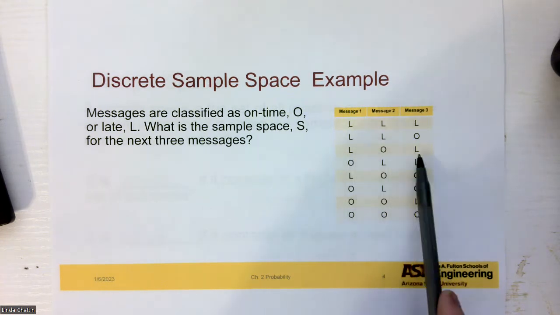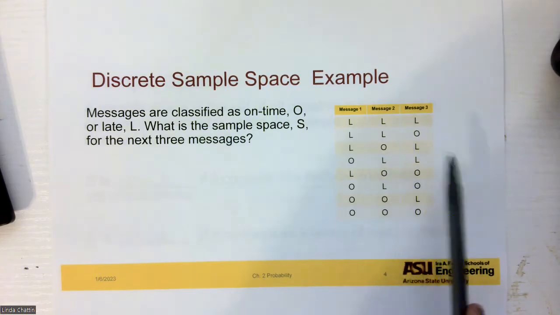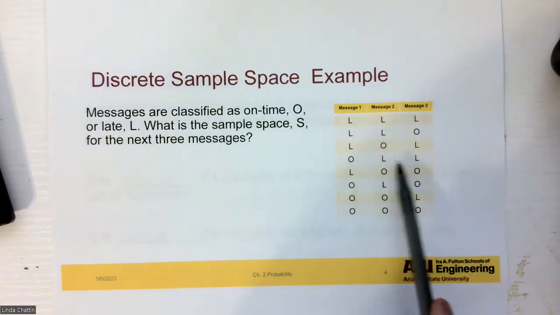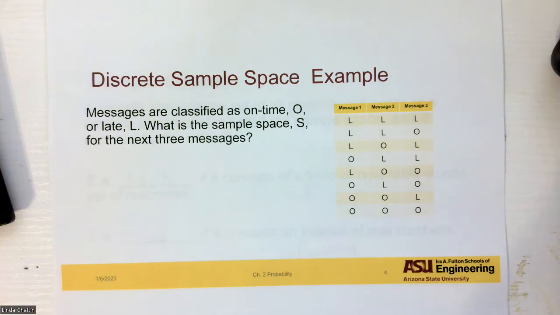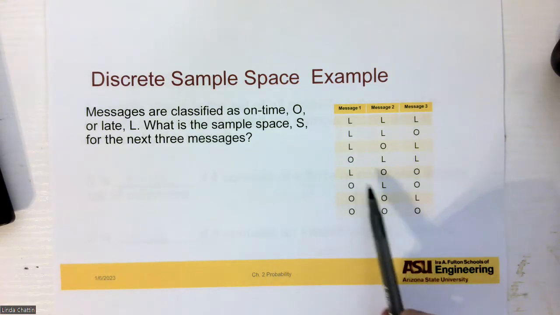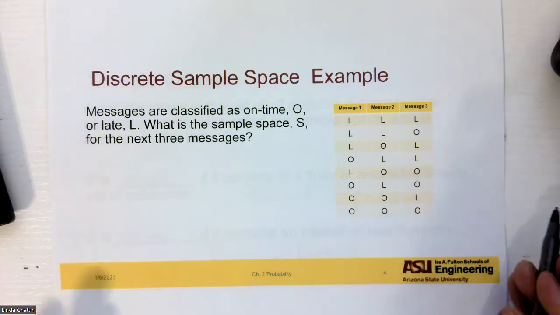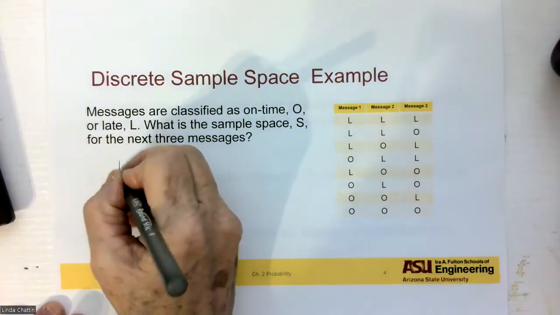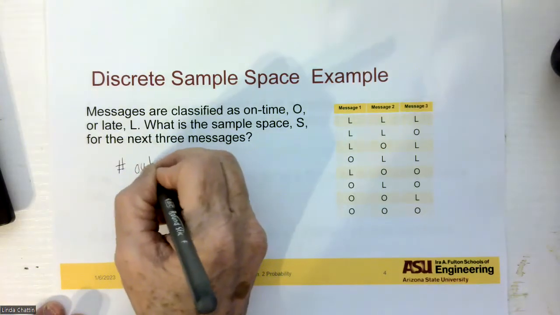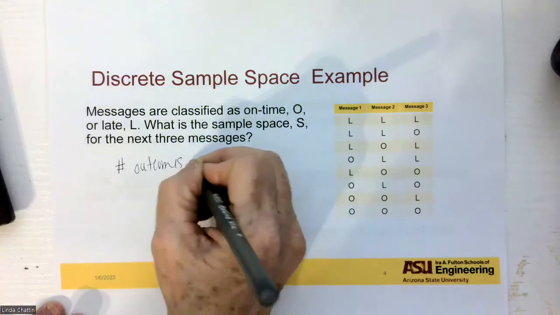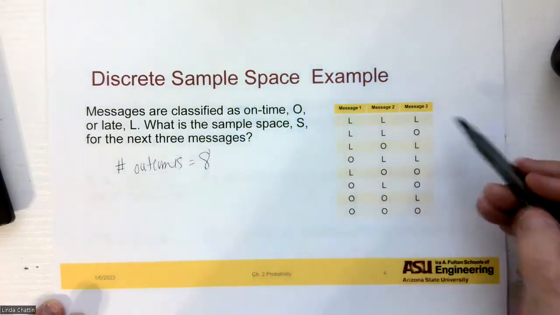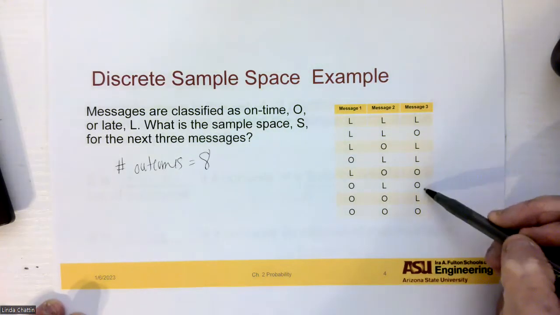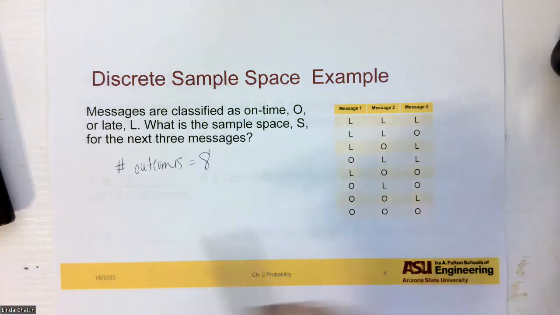Or we could have the first and the third late, second on time. Or the first on time and the second and third late. Same idea here, I could have just 1 late, 2 on time, and then we could have all of them on time. So if I had to enumerate the number of outcomes, it is equal to 8: 1, 2, 3, 4, 5, 6, 7, 8. And that's a finite number. So there's one example of a sample space.